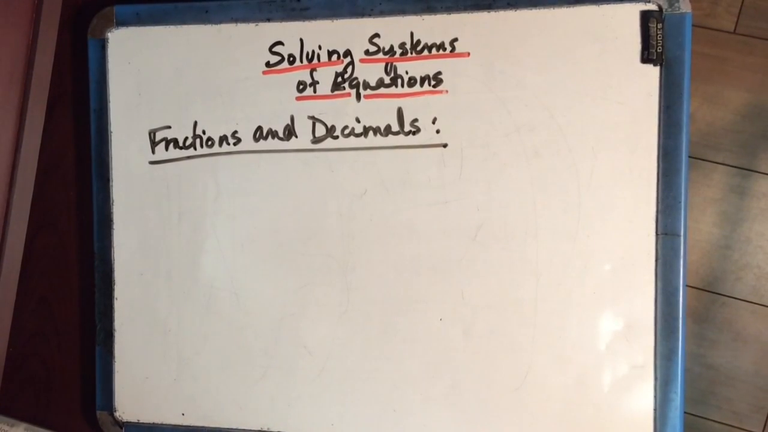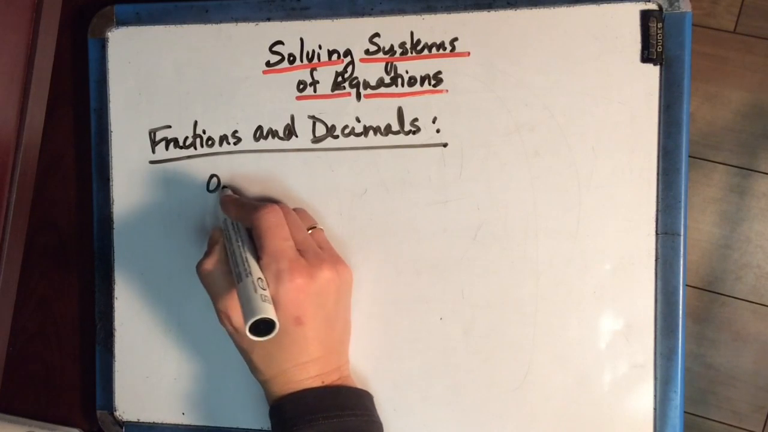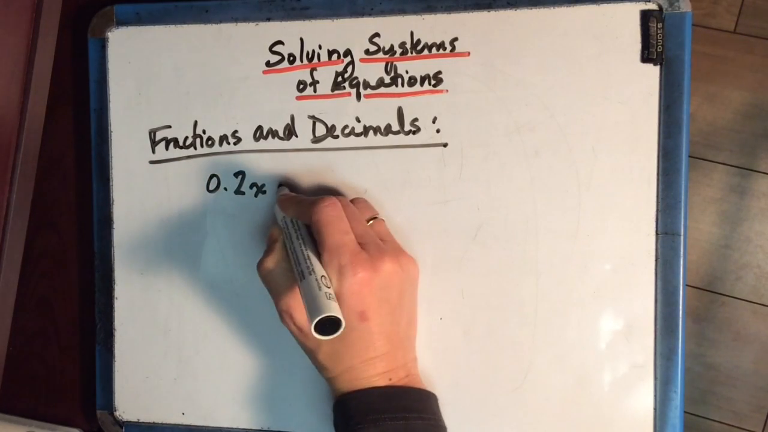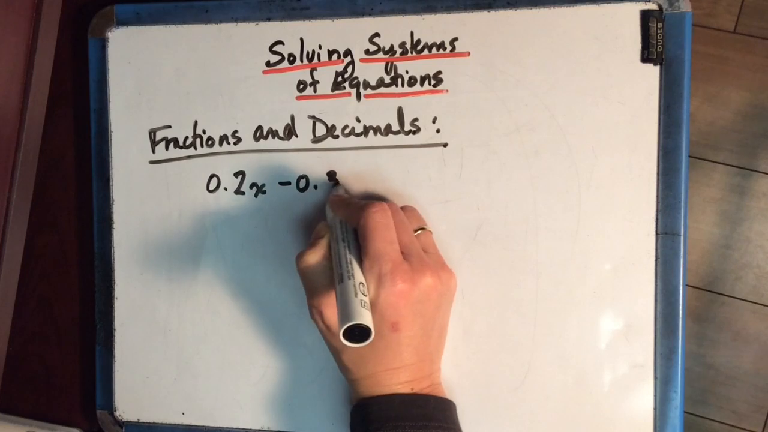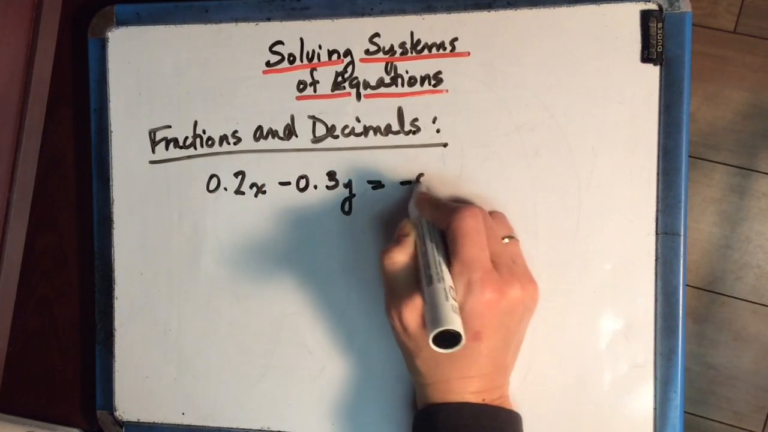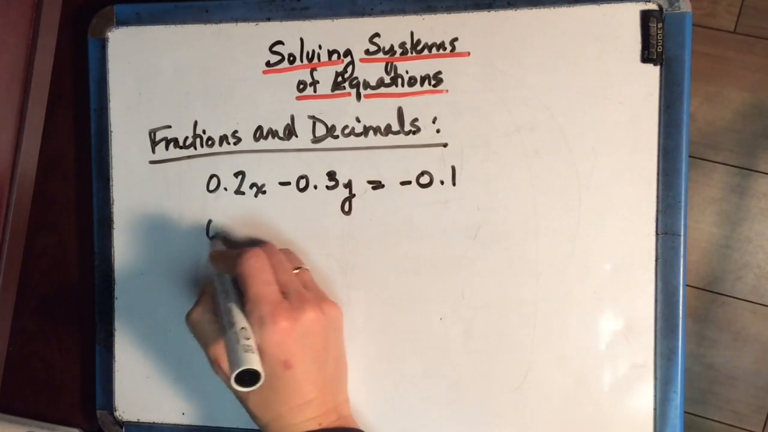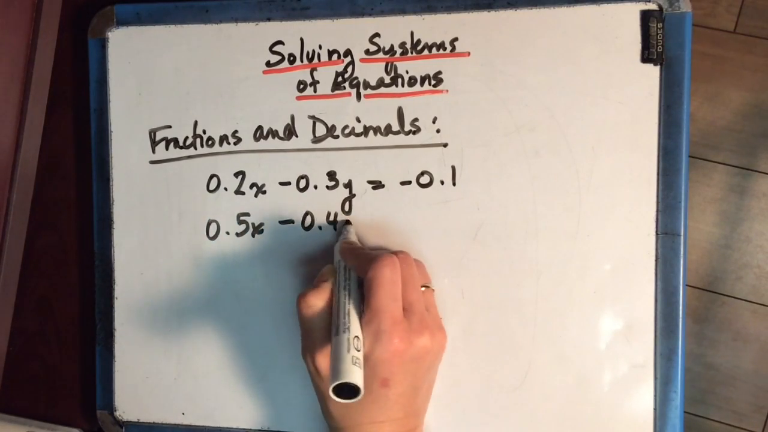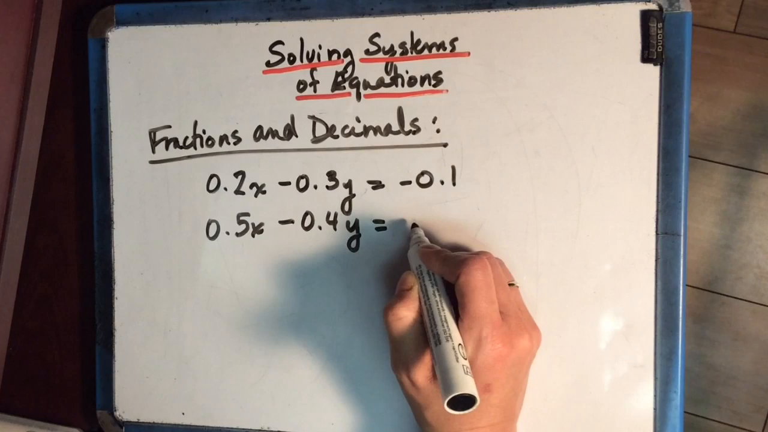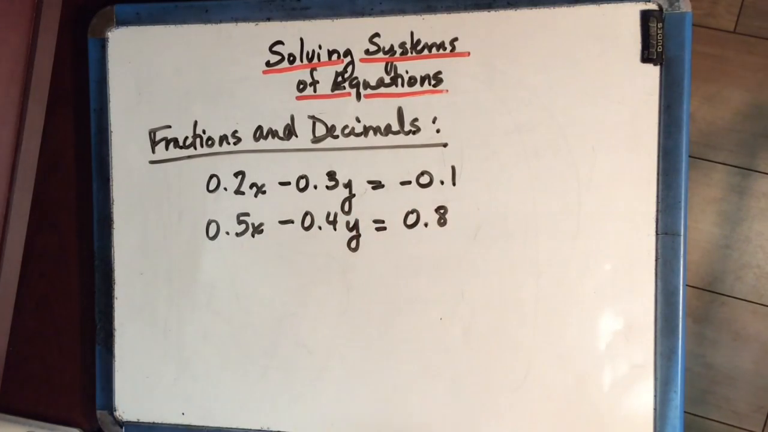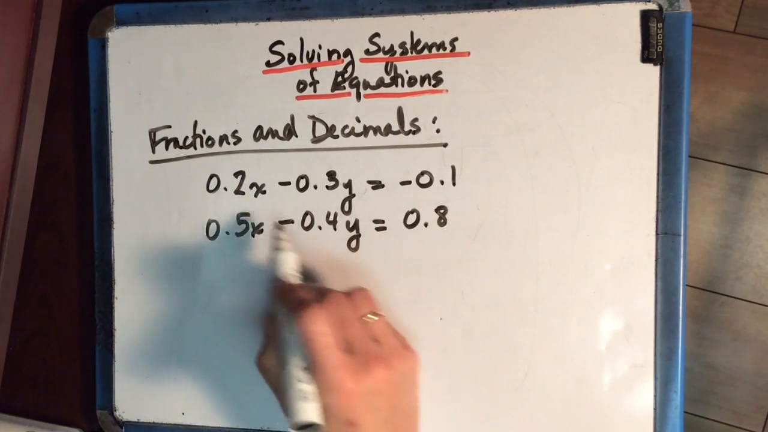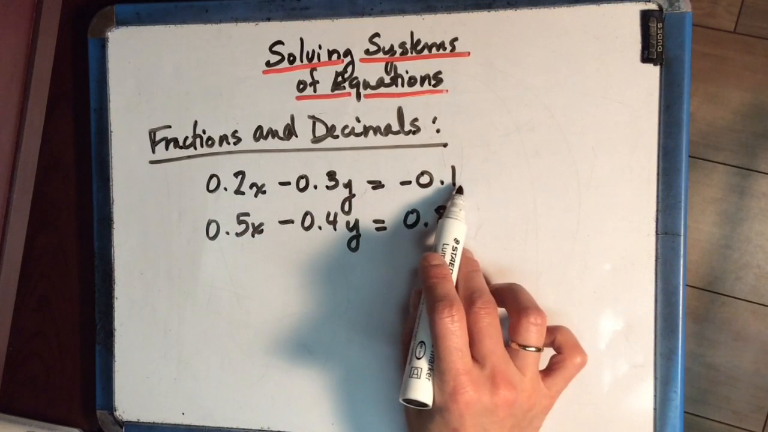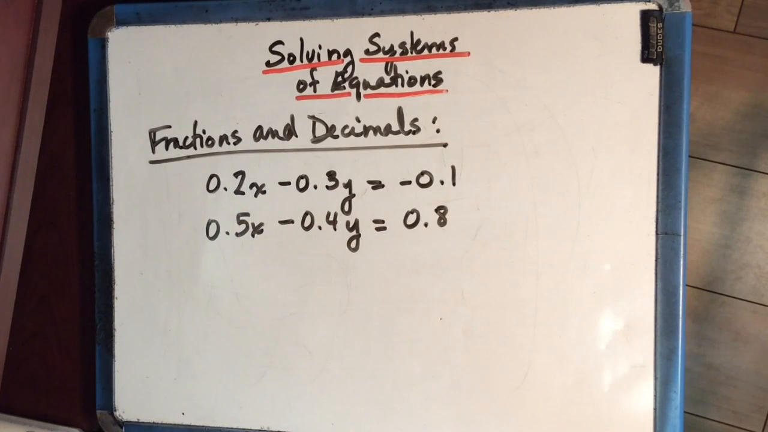Fractions and decimals. Whenever we see fractions or decimals, we are always a little bit wary about how to solve the system of equations because it just seems like it's going to be more complex, but it is not. You can simplify these equations and then use substitution or elimination to figure them out.